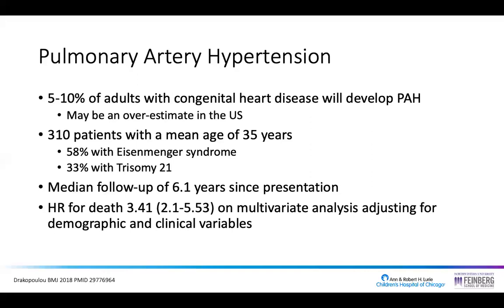Nonetheless, with a median follow-up of 6.1 years, their hazard ratio for death is 3.4, and they did a good job of adjusting for demographic and clinical variables. So what I would say about this study is, I don't think their population fits the prevalence in our population, but it's important to recognize that they're finding something real, which is if you end up with pulmonary artery hypertension for any reason, you need to pay a lot of attention to their mortality risk because it's a marker of something bad happening.